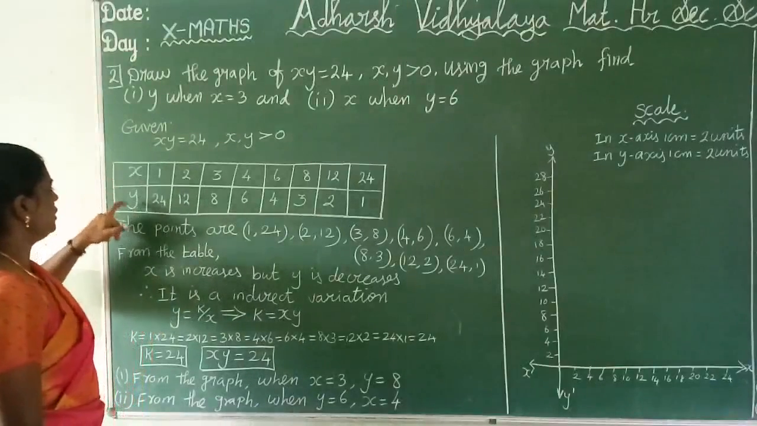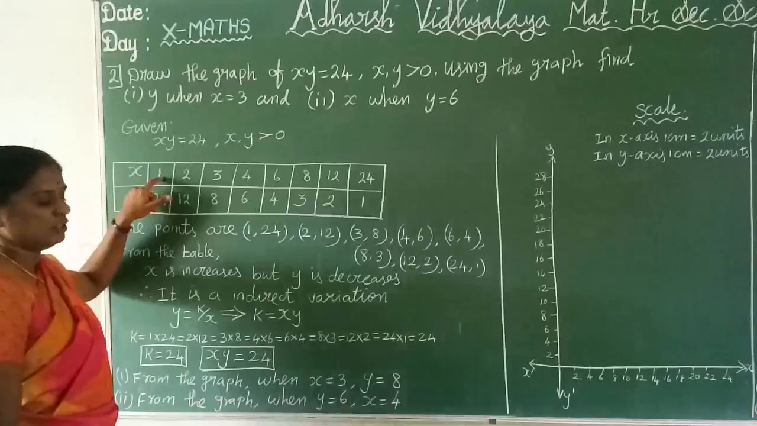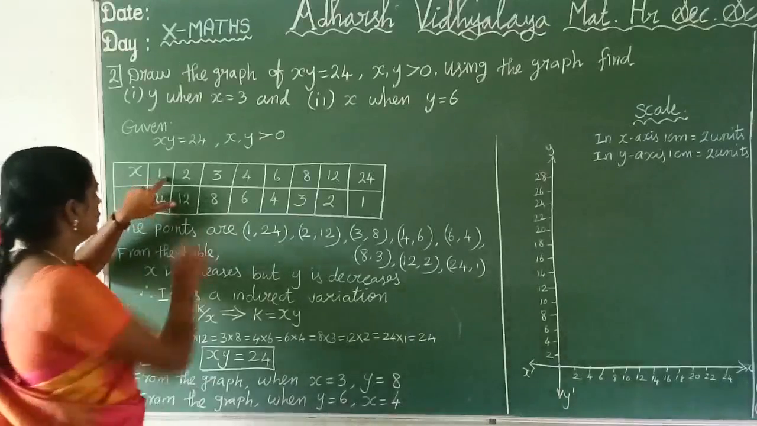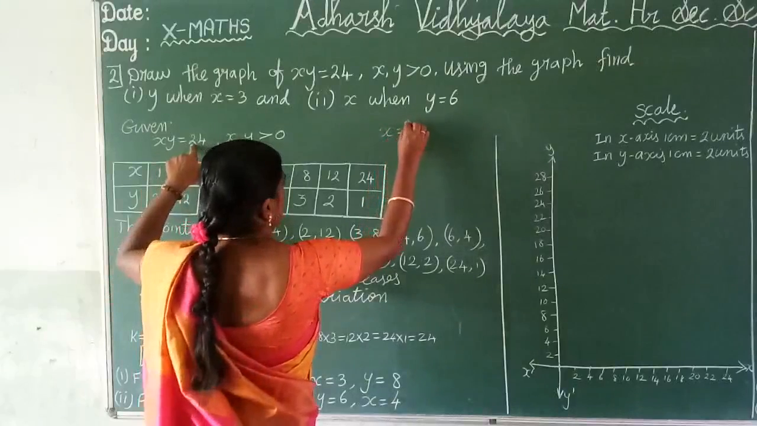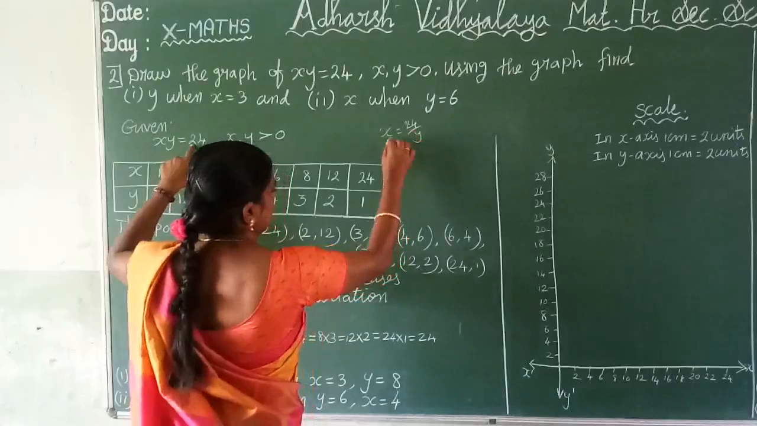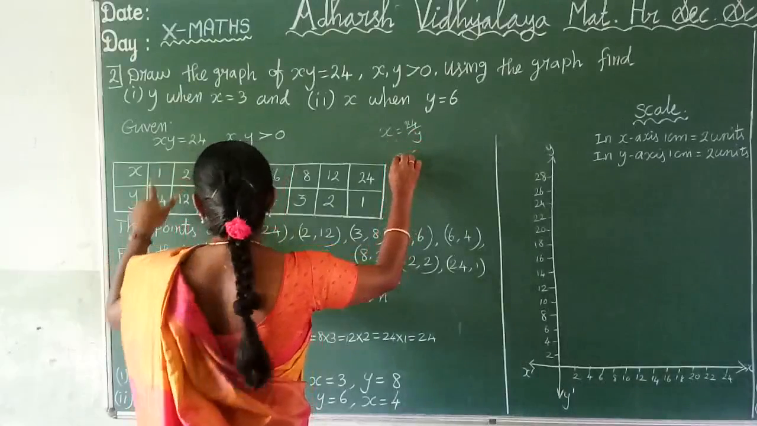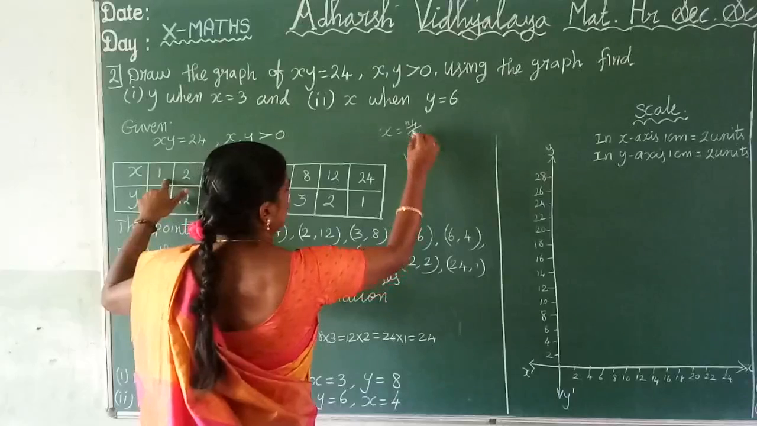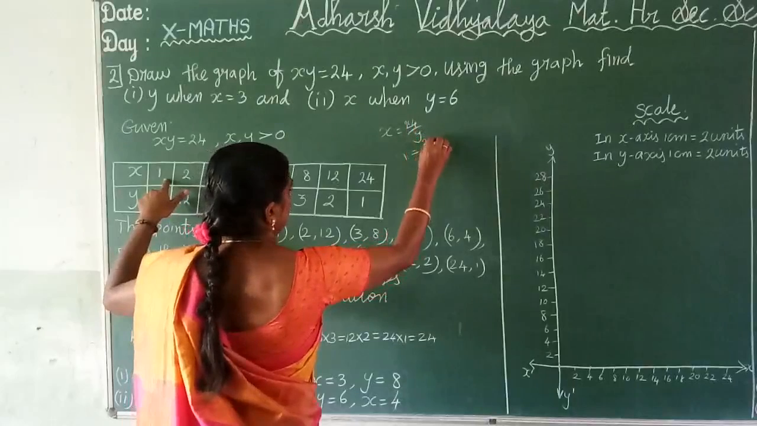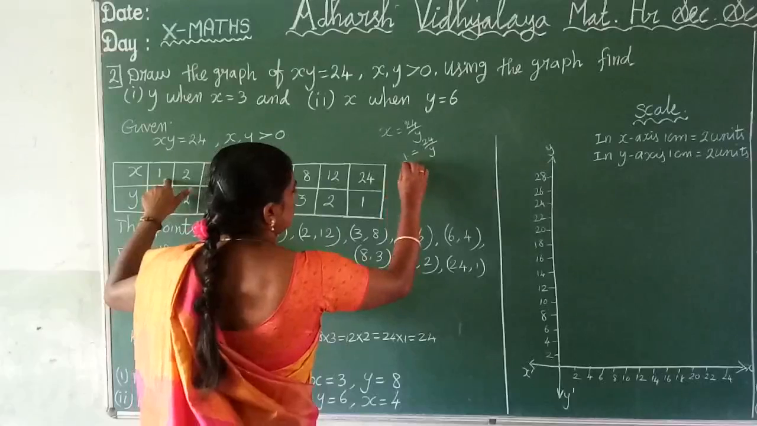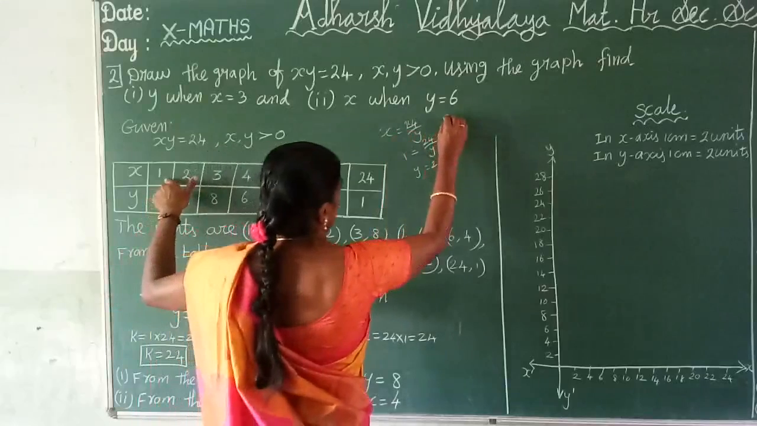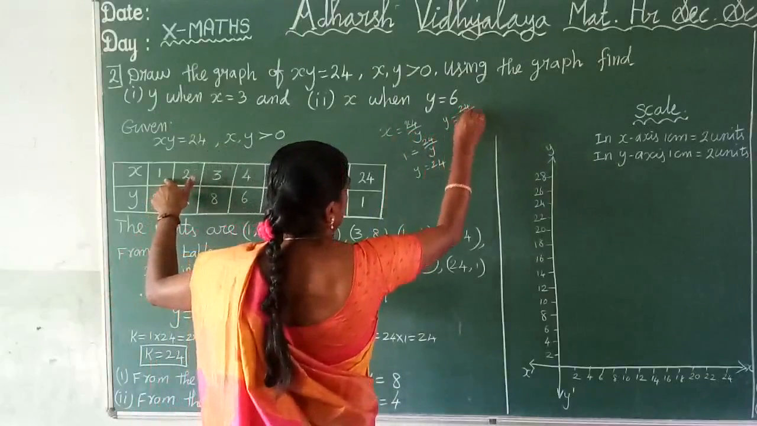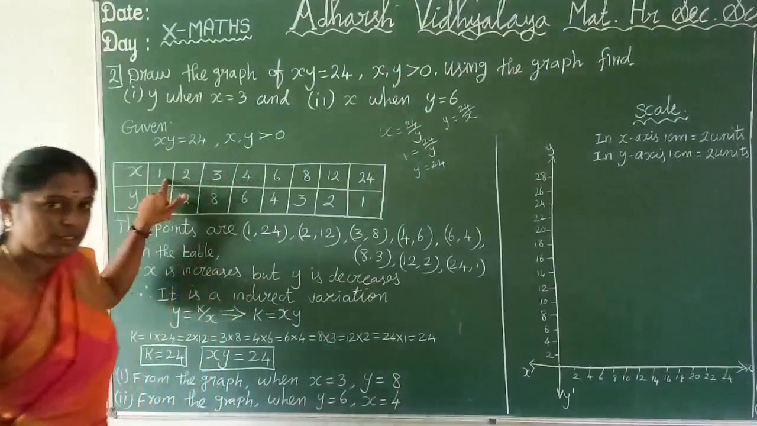So first x, y. For x we apply 1. x as 1 means y answer is 24. Suppose x is equal to 24 by y. So x equal to 1, the answer is y equal to 24 by y. So y answer is 24. Otherwise y is equal to 24 by x. Like that you take it.